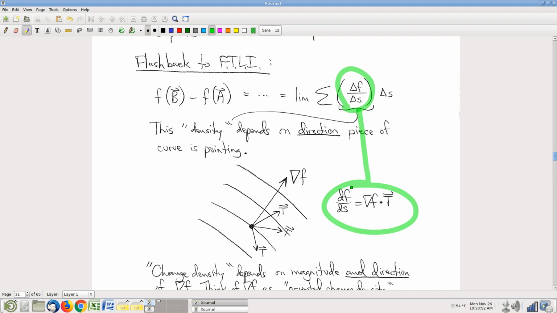Okay, so is this thing that I have circled our change density? Well, yes, it is. This is the thing that you multiply by ds. You can see that right here. That times size gives you quantity.